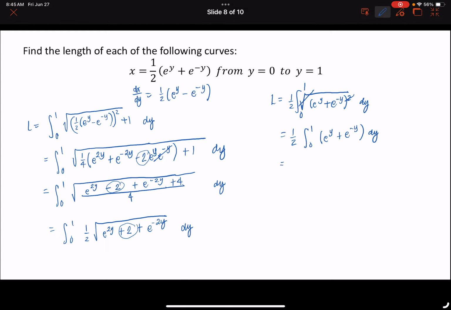So the integral is 1 half e to the y minus e to the negative y from 0 to 1. So upper limit 1 half e minus e to the negative 1 minus lower limit 1 half of e to the 0 minus e to the 0. So this would cancel out. So the length is 1 half of e minus 1 over e. You may check this using your calculator.